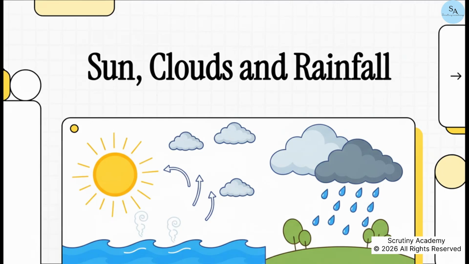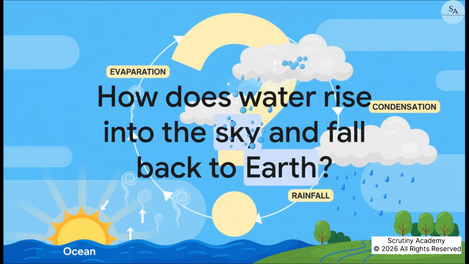You ever look up at a dark rain cloud and just wonder, where does all that water even come from? It's like it just appears out of thin air. Well, today, we're going to follow its incredible journey from the ground all the way up into the sky and right back down again.